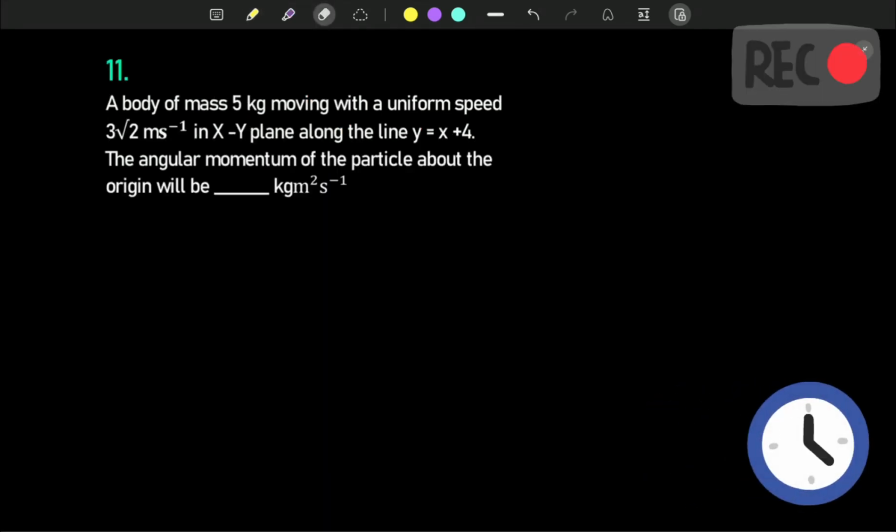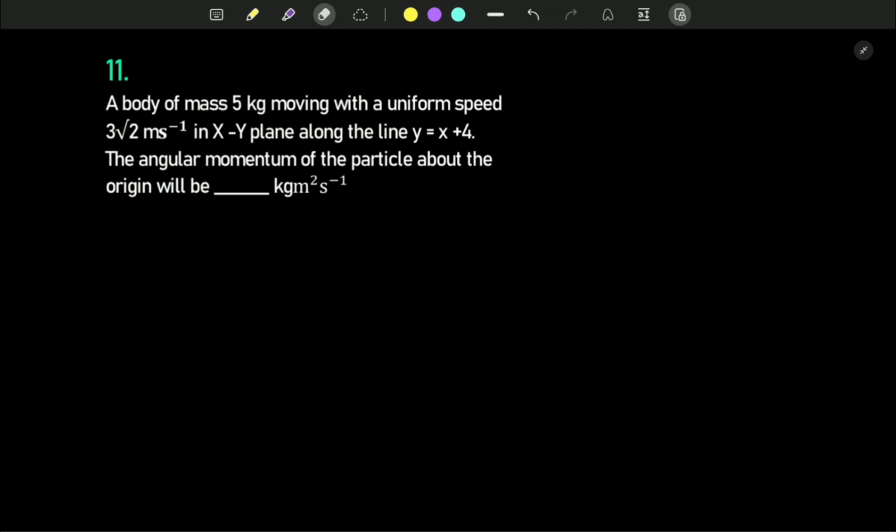So here is our next question. A body of mass 5 kg moving with a uniform speed 3 root 2 meter per second in the xy plane along the line y equals x plus 4. The angular momentum of the particle about the origin will be.